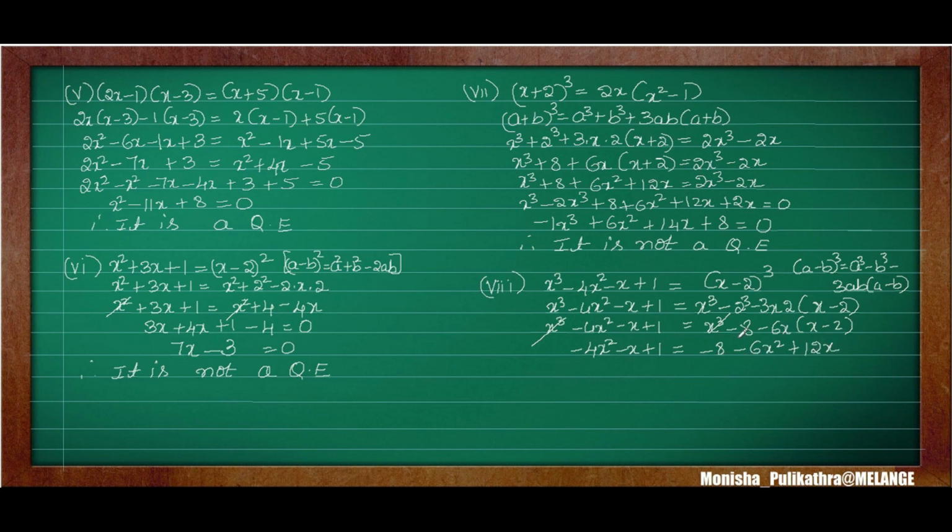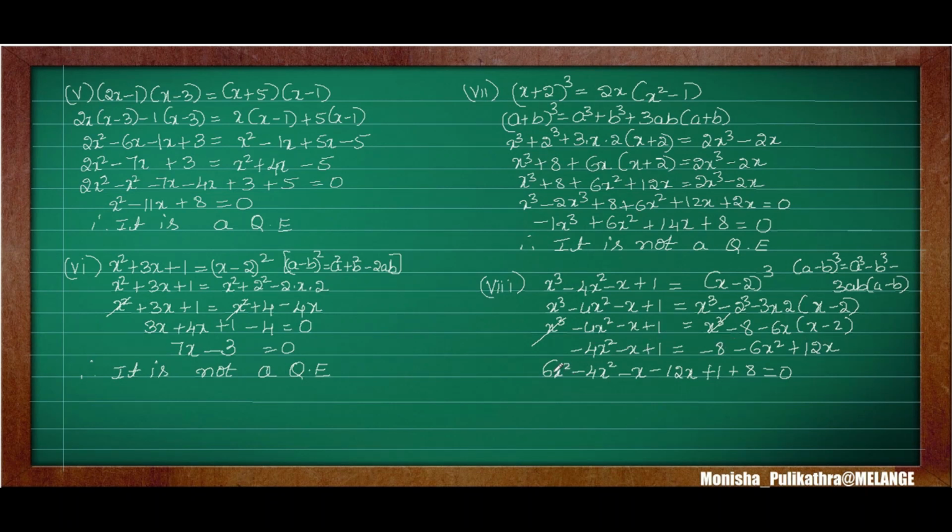Next we need to shift all the terms in the right hand side to the left hand side. I'll shift 6x² first. When I shift −6x² this side, it will become +6x², and −4x² as it is. Next is −x. Next I shift +12x to this side, it will become −12x. Next is +1 and −8 will become +8. So 6x², −4x², −x, −12x, 1 and 8.